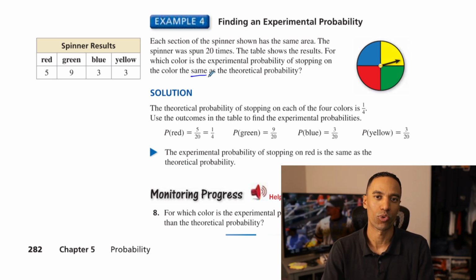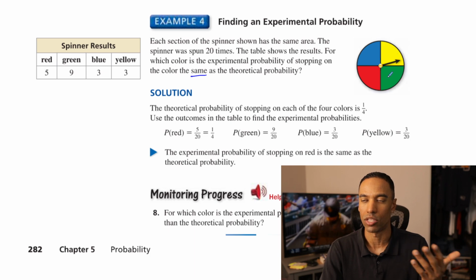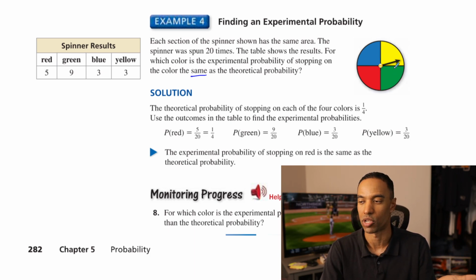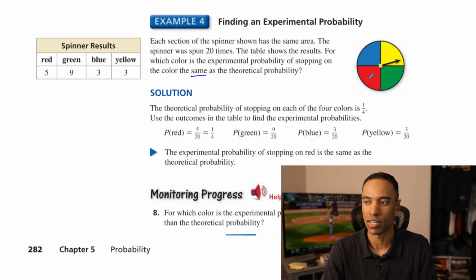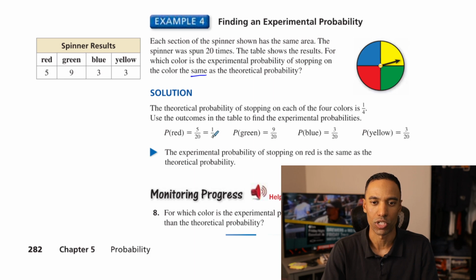So we're trying to find which one would also give you 5 out of 20, a one fourth chance, 25% chance on this one here. Because each of these, in theory, should give you 25% odds. You spun it 20 times, which one gets you 5 of them? Looks like it's red, actually. Red is 5, here we go, 5 out of 20, which is 1/4.